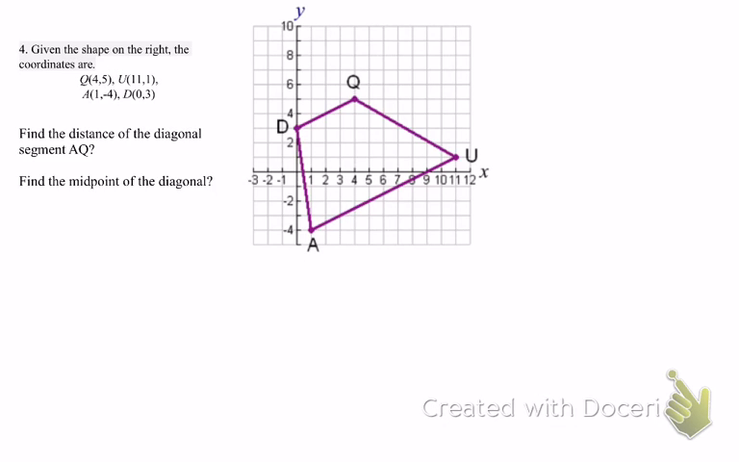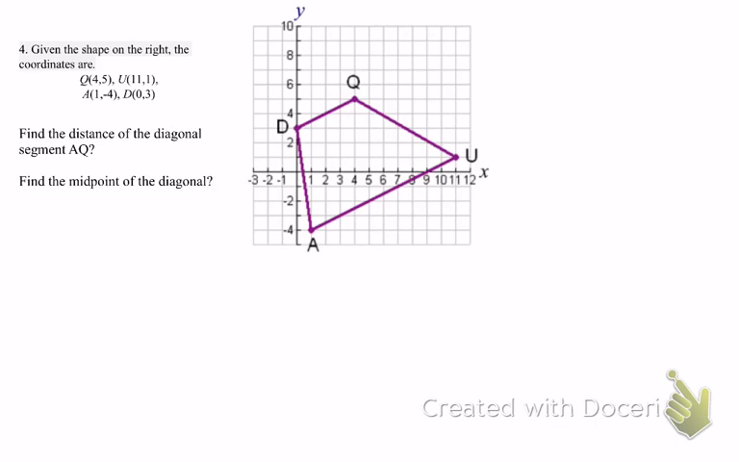Alright, so question number 4 asks, given the shape on the right, the coordinates are Q is 4, 5, U is 11, 1, A is 1, negative 4, and D is 0, 3. Find the distance of the diagonal segment AQ and find the midpoint of the diagonal.